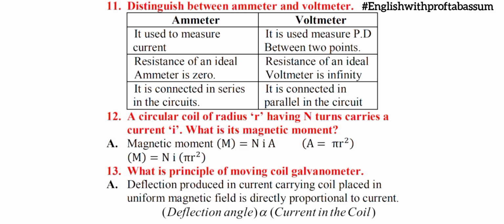A circular coil of radius r having n turns carries a current I. What is its magnetic moment? What is the principle of a moving coil galvanometer?